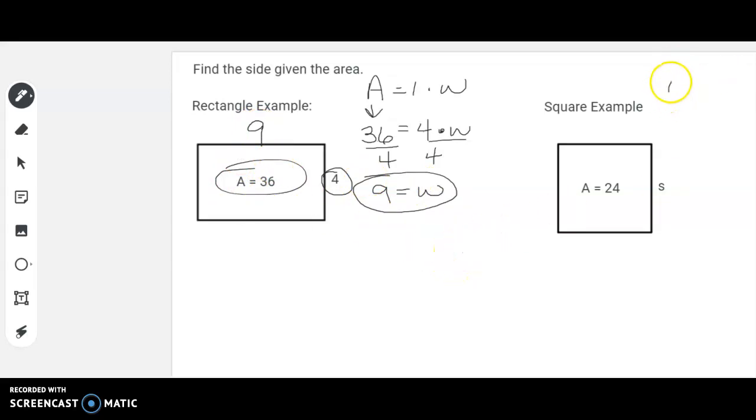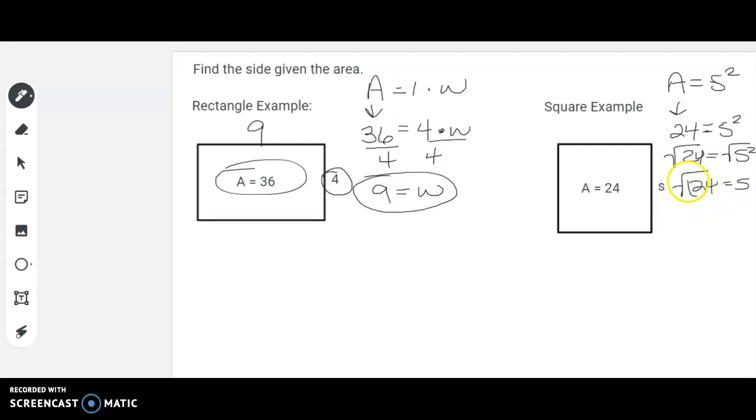When we have a square, our area was equal to side squared. So again, I'm going to substitute that in. So I have 24, and that's going to equal my side squared. The way to get rid of the square is to square root both sides. And I get the square root of 24 is equal to my side. And as usual, we are going to need to simplify that.